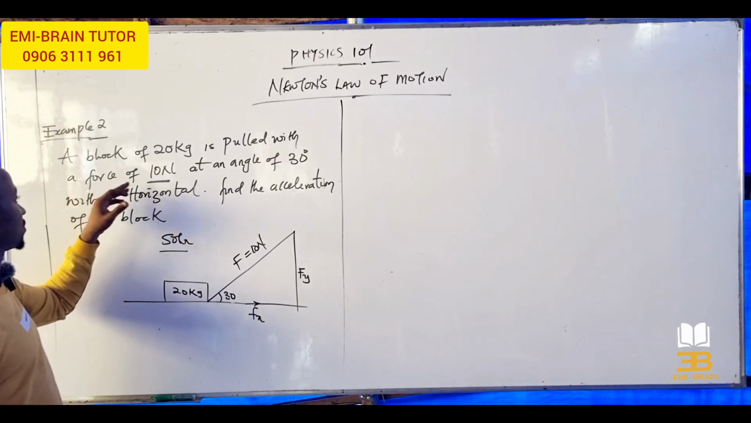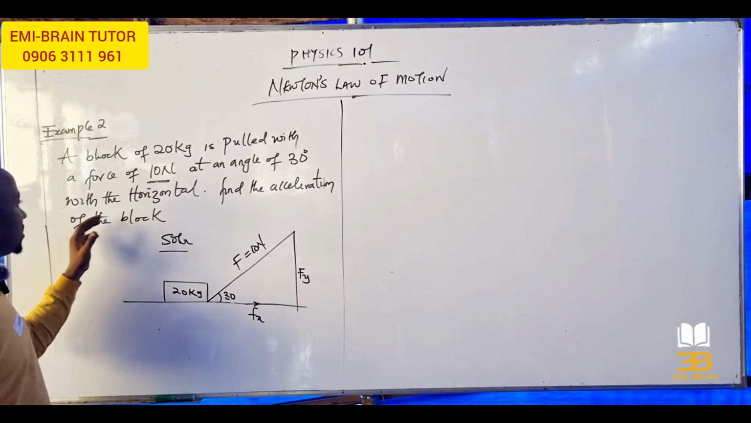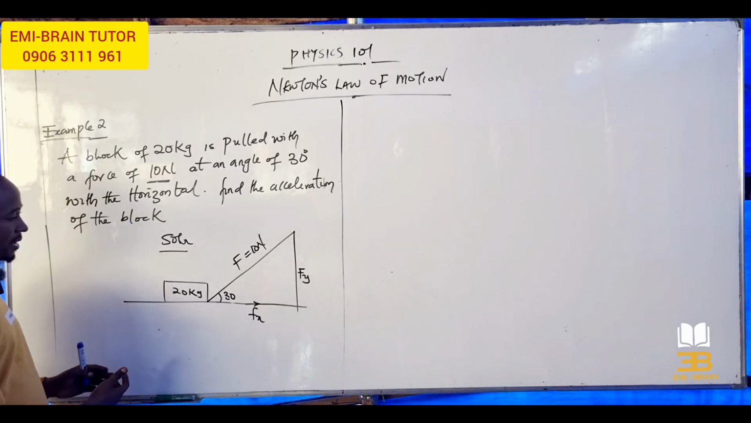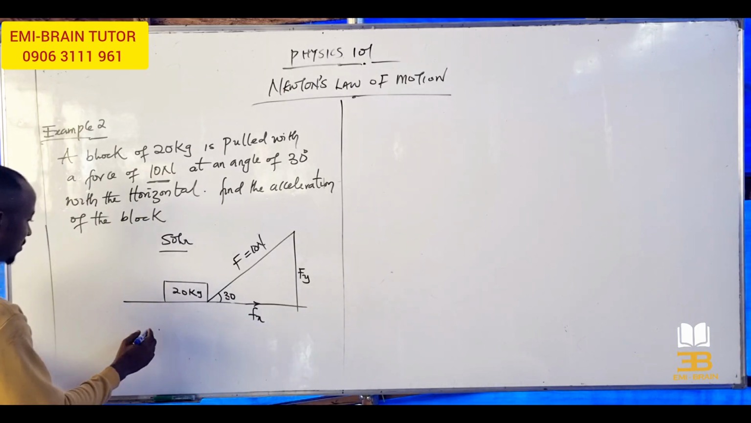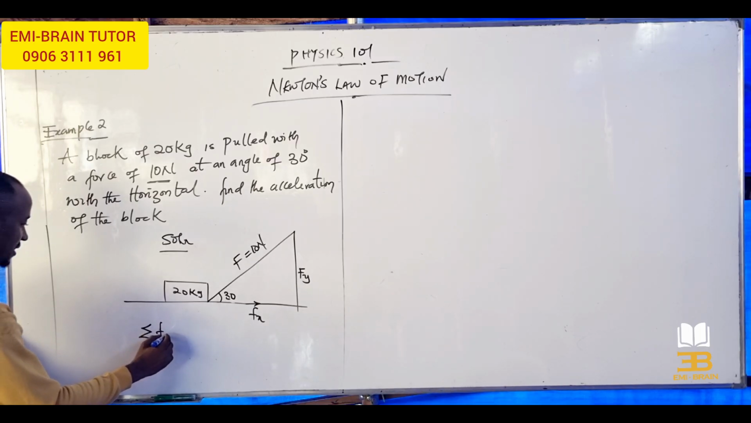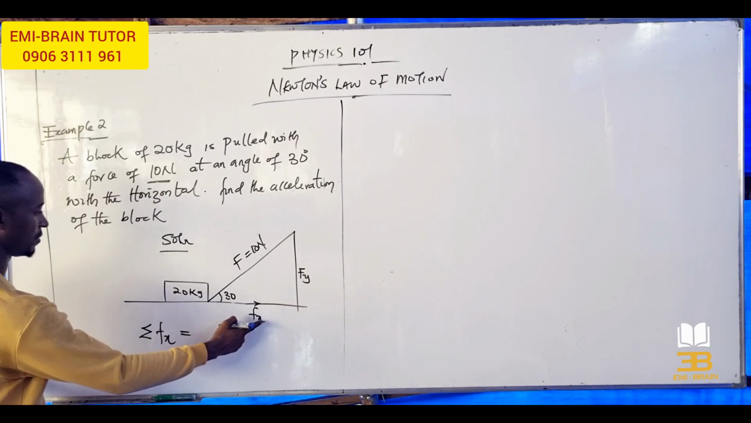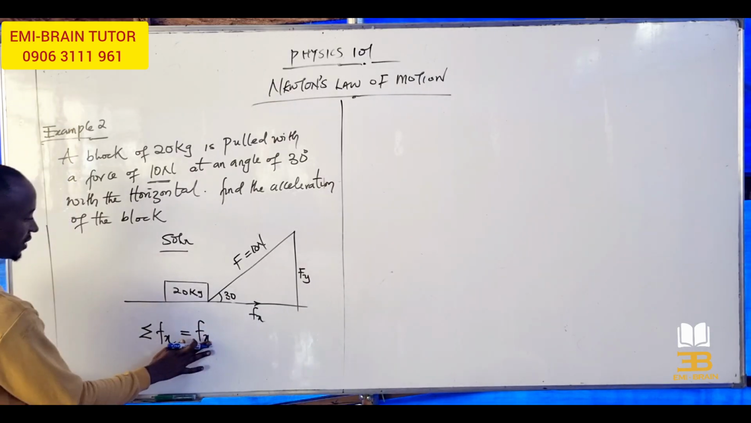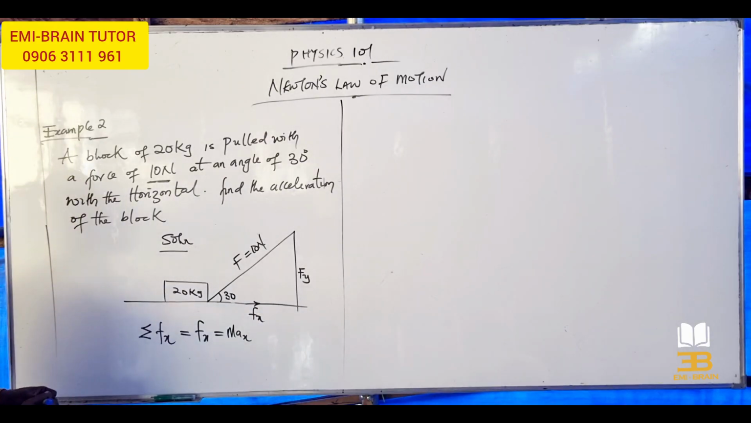But since there's a force of 10 Newton at an angle of 30 degrees with the horizontal, find the acceleration of the block. So that means that to find the acceleration, the block here is only accelerating along the x-axis, right? So we say that the sum of all the forces acting along the x-axis is simply the Fx, the horizontal force, which is equal to what here? Ma_x.